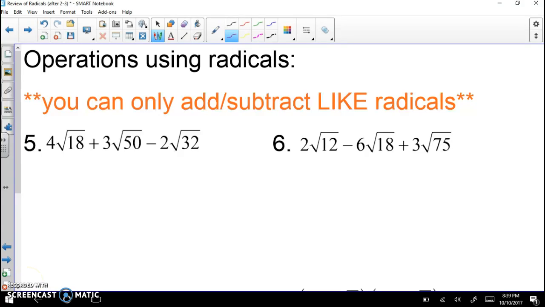So this next video, we've actually already gone over this example, but I think it would be a really good review. That way, when you go to do the next example, you have something to guide you through the process. So we're looking at adding and subtracting radicals.